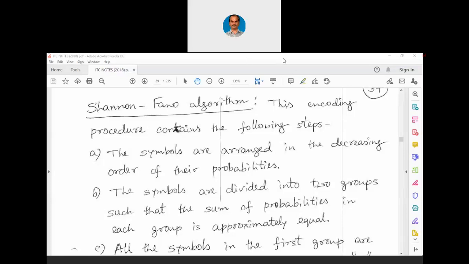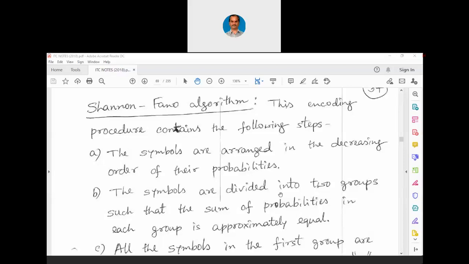Fine, let me start with the Shannon-Fano algorithm. As I told you, this is easier than the earlier algorithm. This encoding procedure contains the following steps. The symbols are arranged in the decreasing order of their probabilities. This is the same as that of the earlier Shannon's algorithm.